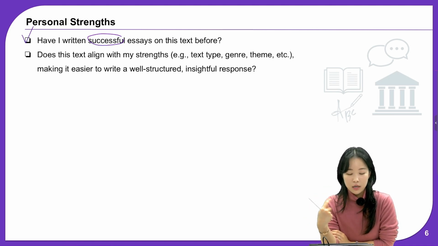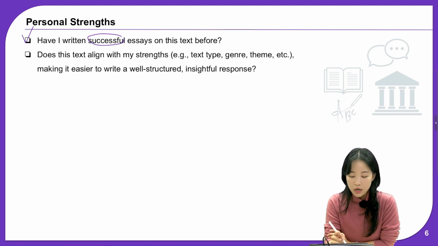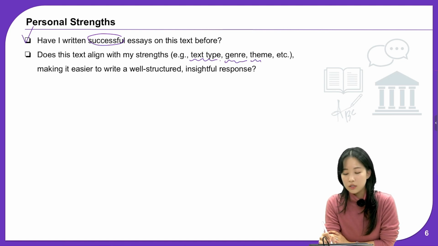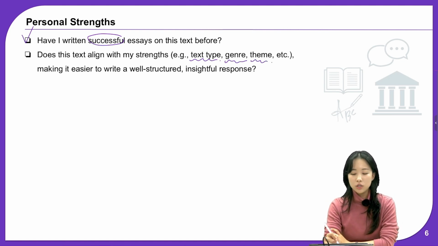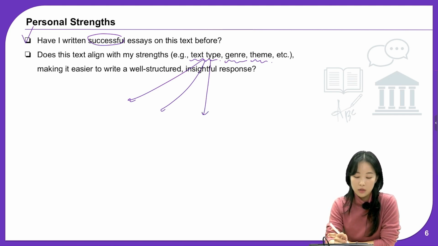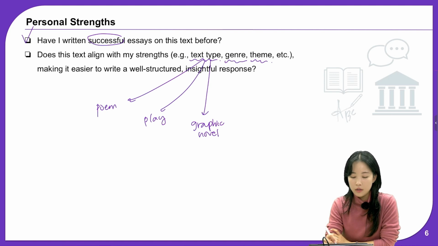The last criteria or the checklist that we need to think about is, does this text align with my strengths, making it easier to write a well-structured, insightful response? This strength could come from your preference for a particular text type, your preference for a particular genre, your preference for a theme, okay? So at school, you probably read multiple text types. That could be a poem, that could be a play, that could be a graphic novel, right? This could be a short story, right?